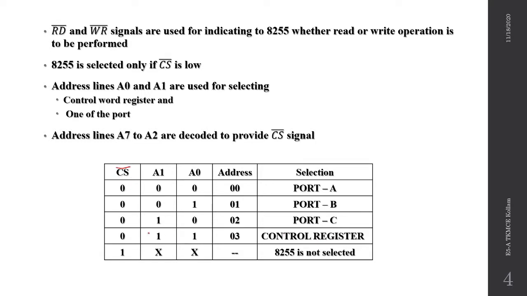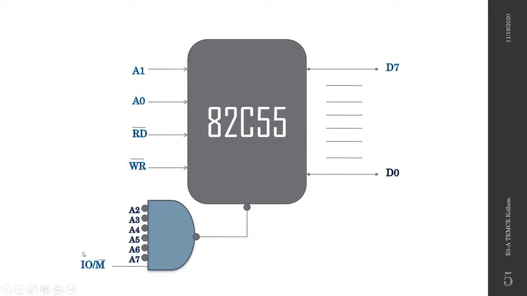If the CS bar signal is high, 8255 is not selected. So this is the schematic diagram showing how the CS bar signal is generated by means of the remaining address lines, that is A2 to A7, and the IO/M bar signal. Usually A2 to A7 is 0, so we need to complement them by means of a NOT gate. Then the IO/M bar signal is already 1. So by means of NAND logic, we can obtain an active low CS bar signal.